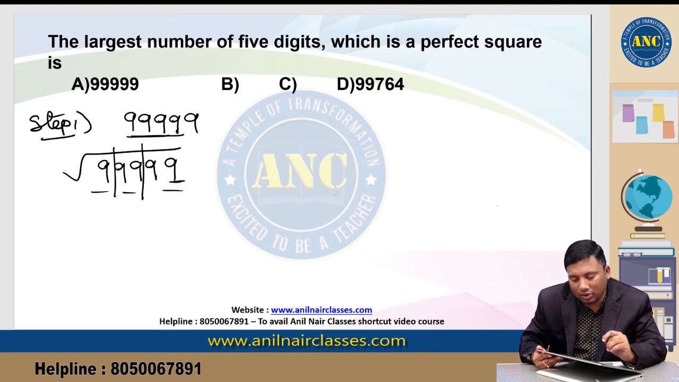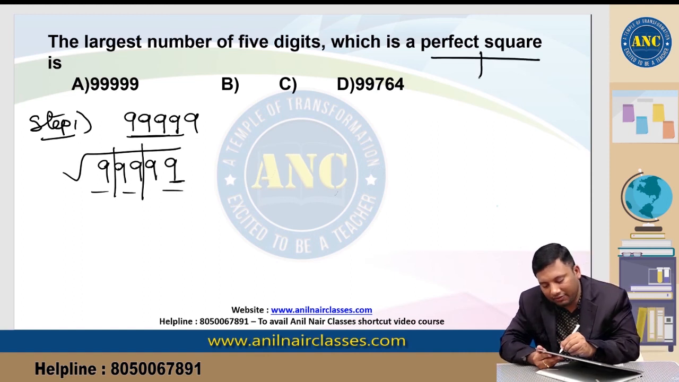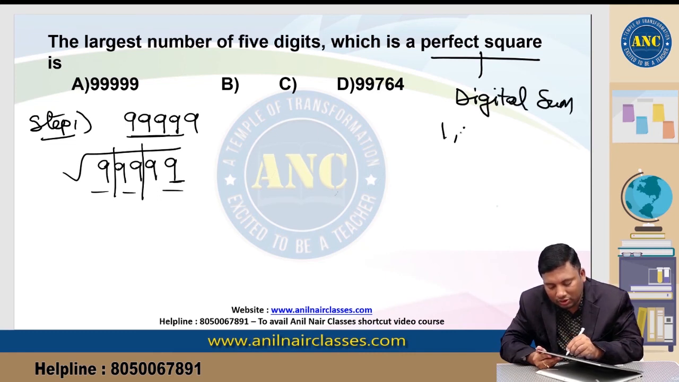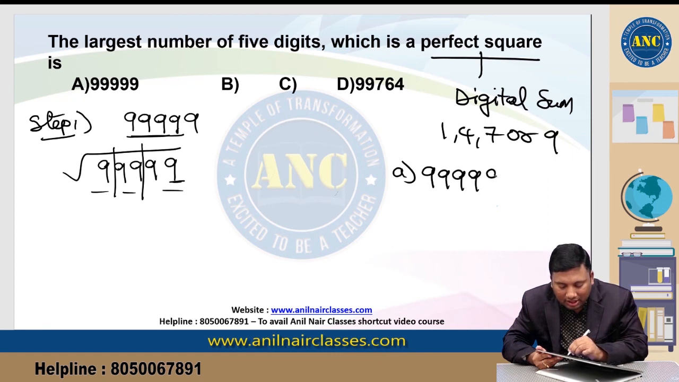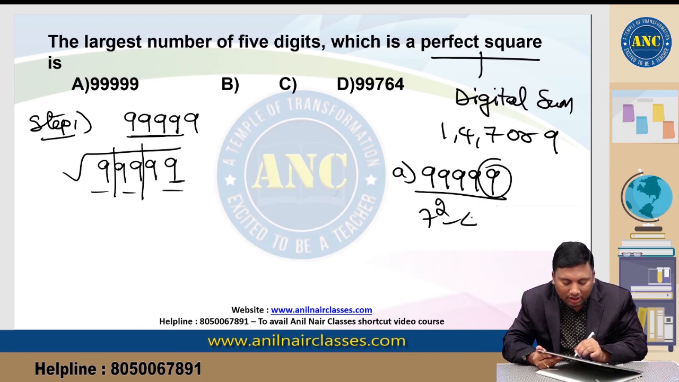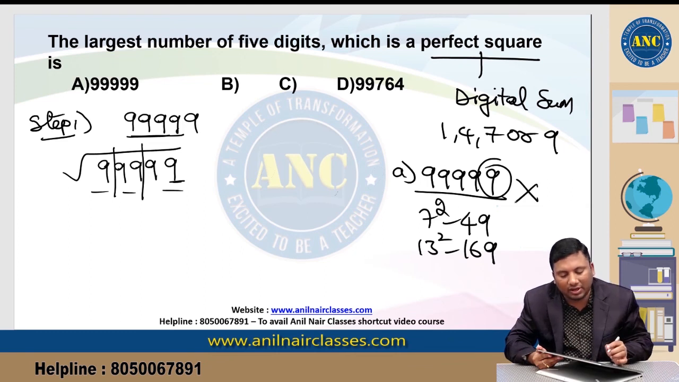Now it should be a perfect square. The digital sum of a perfect square should be 1, 4, 7 or 9. Am I right? So if I look at the first option, 5 nines: any perfect square ending with 9 has an even tens place. 7 square is 49, 13 square is 169. So the first option is eliminated.